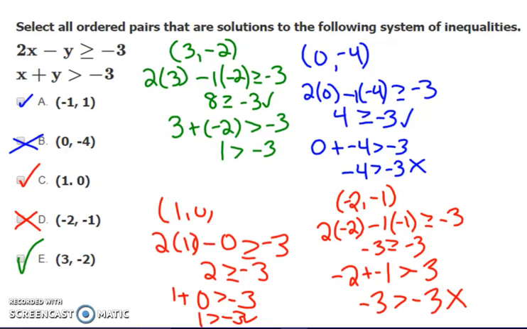Please make sure when you have algebraic inequalities to solve with ordered pairs, please make sure you check all the points. Don't stop because you found one. Don't stop at the first inequality if it works. Make sure you check both. They both have to be true statements.